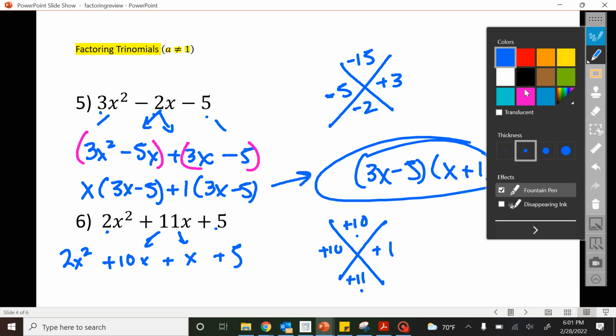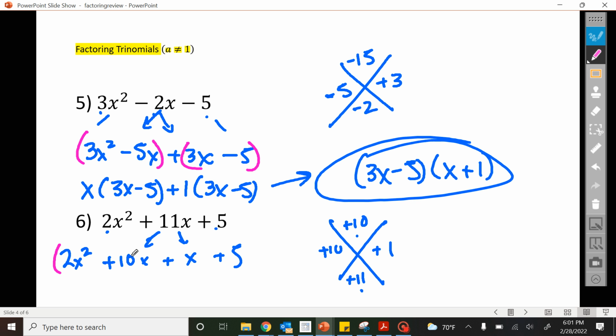Okay, doing this, I can group together my terms. So here we go. And then factor out the GCF from each of these groups. So the first group has a GCF of 2x, leaving me with x plus 5. The second group has a GCF of 1, leaving me with x plus 5.